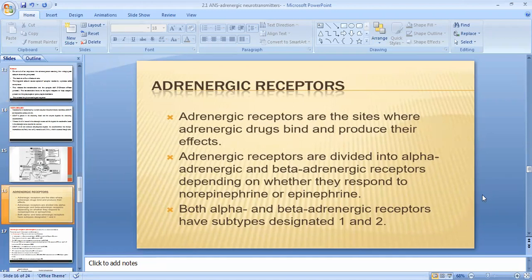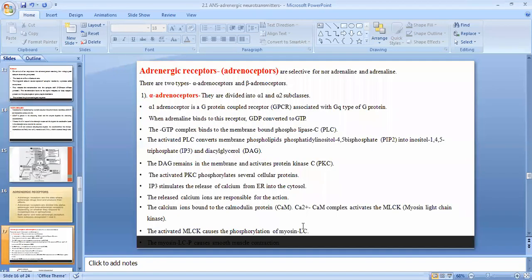So they are divided into two types: alpha receptors and beta receptors. They call them alpha adrenergic and beta adrenergic receptors, depending upon whether they respond to norepinephrine or epinephrine. Both alpha and beta adrenergic receptors have subtypes which are designated as 1 and 2.